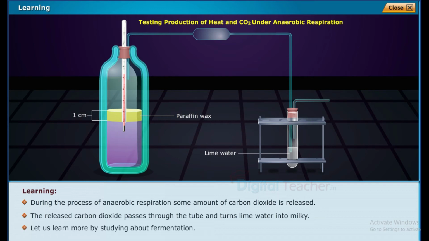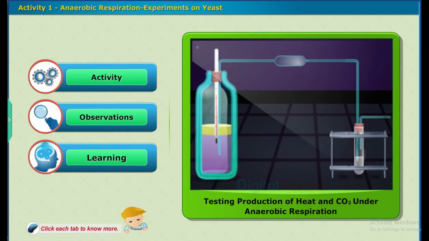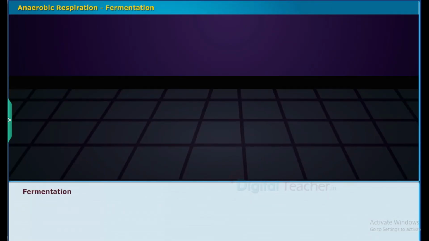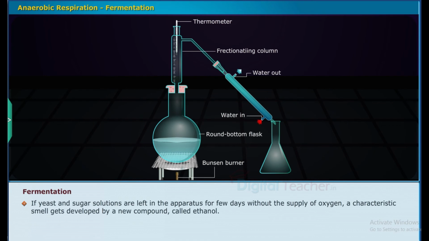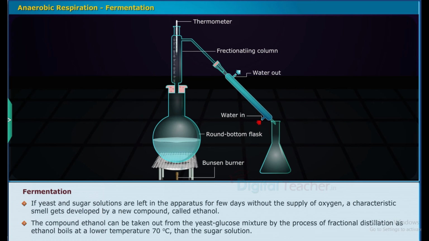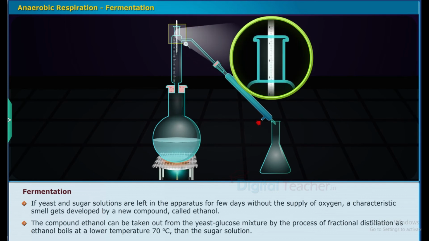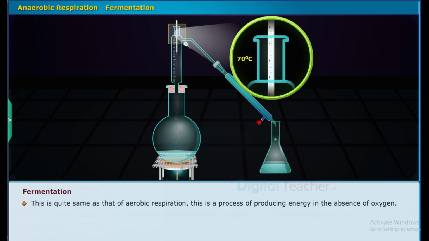Let us learn more by studying fermentation. If yeast and sugar solutions are left in the apparatus for a few days without the supply of oxygen, a characteristic smell develops due to a new compound called ethanol. The compound ethanol can be taken out from the yeast-glucose mixture by the process of fractional distillation, as ethanol boils at a lower temperature, 70 degrees centigrade, than the sugar solution. This is quite similar to aerobic respiration. This is a process of producing energy in the absence of oxygen.